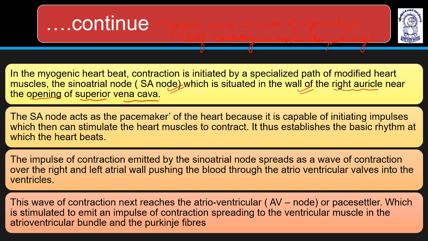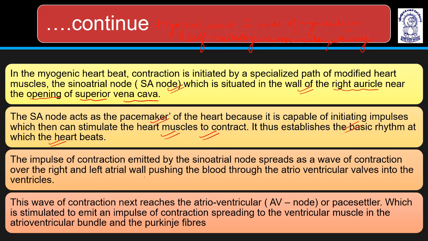The SA node acts as a pacemaker of the heart because it is capable of initiating impulses, which can then stimulate the heart muscles to contract. It thus establishes the basic rhythm at which the heart beats. It is the initiator that ignites the impulse, or the rhythm, of contraction.